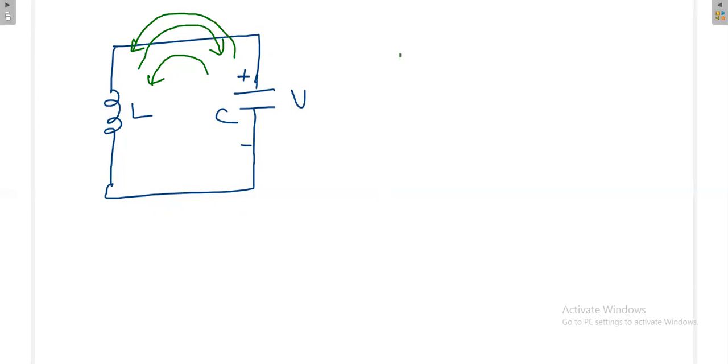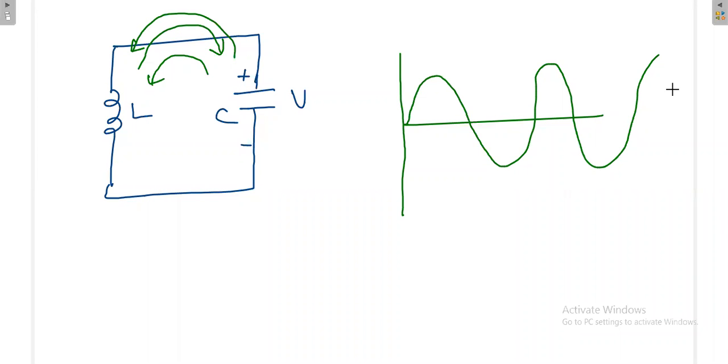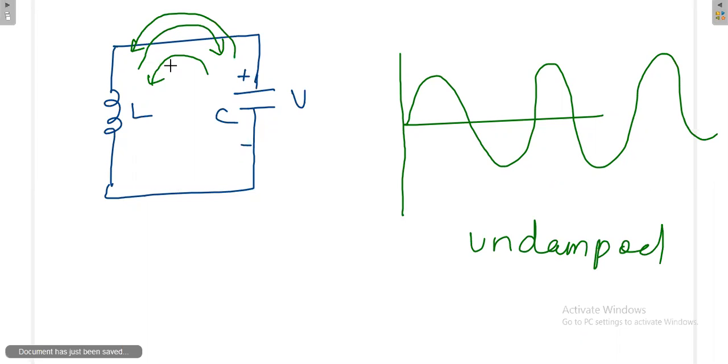So that's why it will produce some sinusoidal waveform. The energy is going back and forth between the inductor and the capacitor. Again, our assumption is that it is a pure inductor and capacitor, so there is the possibility that you will get an undamped signal. A continuous sinusoidal signal is called an undamped signal. But if you have a resistance in between, then what will happen?